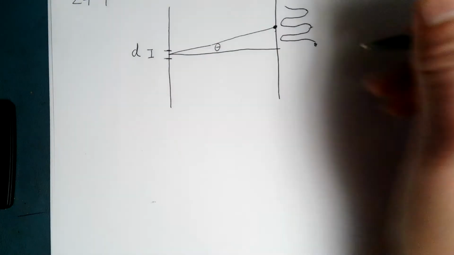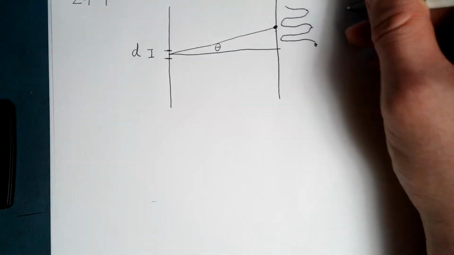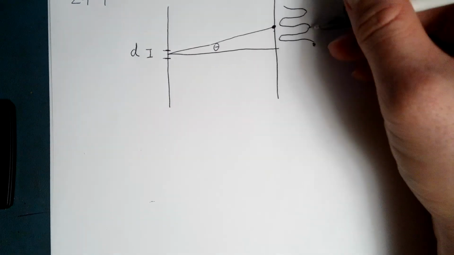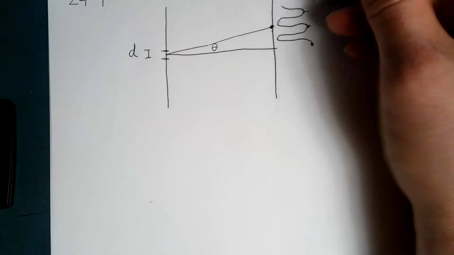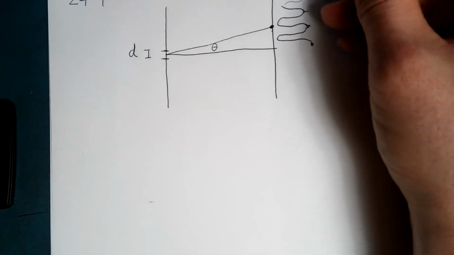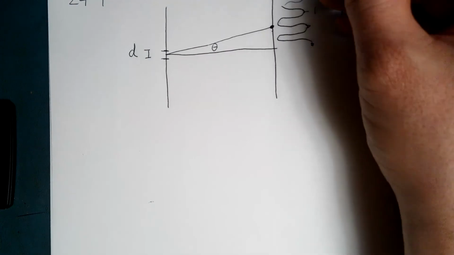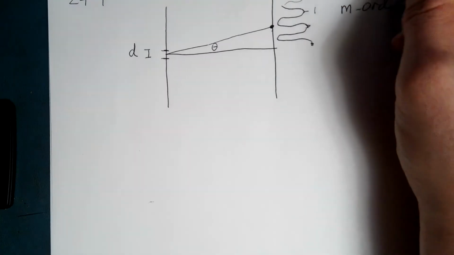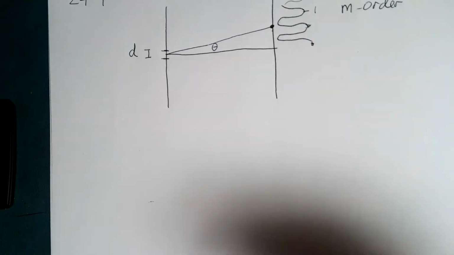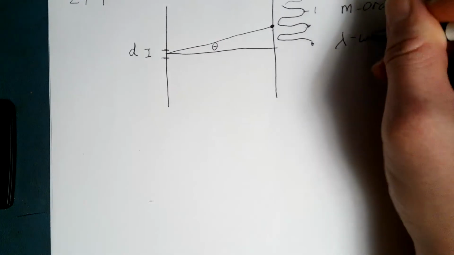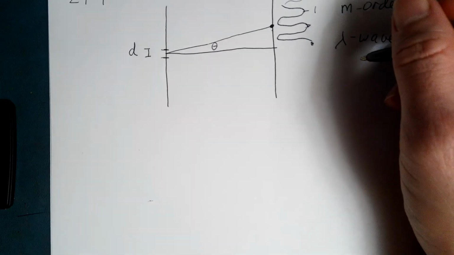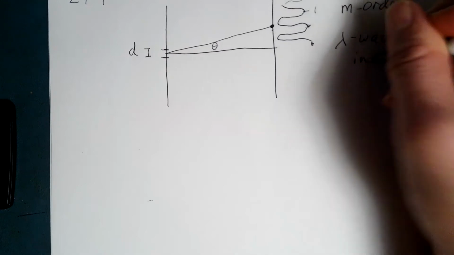m is basically how many you're away from the middle. So you could put 0 for m, first order. If you did another one, it would be second order. So m is 1, m is 2, m is 3, and so on. Okay, so we call that the order. And then lambda is just the wavelength. Now you have a wavelength.